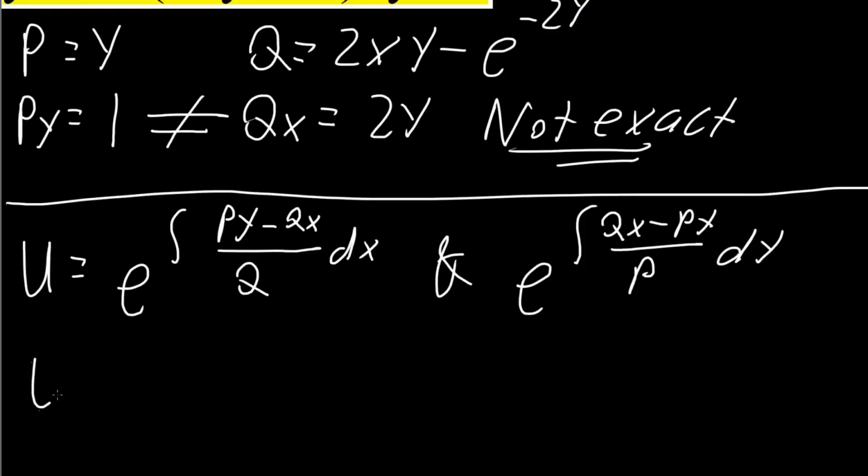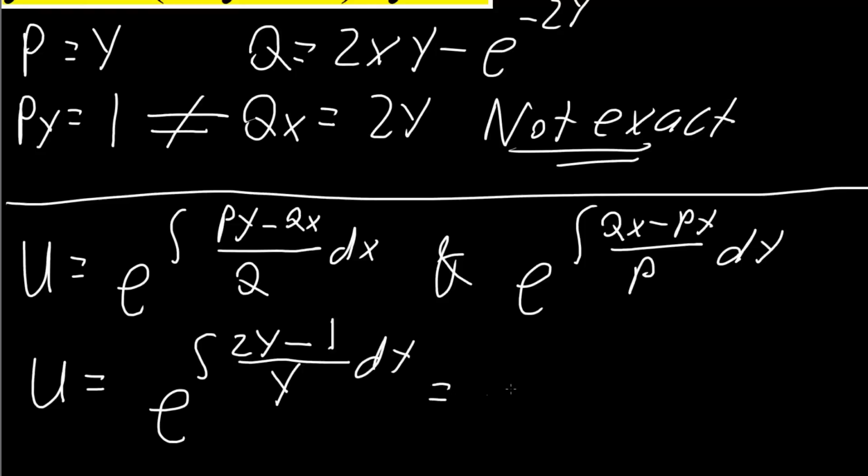And so what we're going to get here is mu will equal e raised to the integral of qx minus py divided by p. Qx is 2y, so 2y minus py, so minus 1, divided by p, which is y. P is y. And this would be in terms of dy. And so what we're going to get here would be e raised to the integral 2y divided by y would be 2, minus 1 divided by y is minus 1 over y in terms of dy.